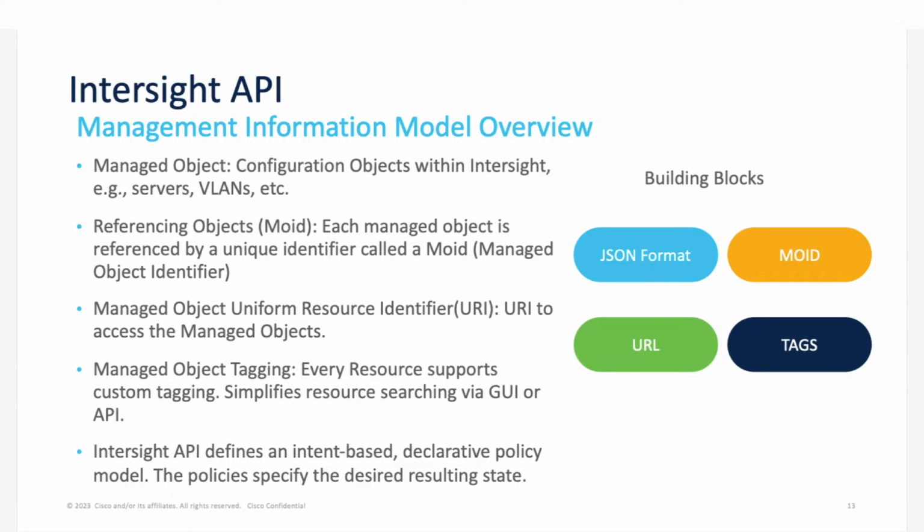Now, for every resource, we support tagging. Tags enable you to categorize your managed objects, such as by owner, environment, location. And finally, Intersight API defines an endpoint-based declarative policy model.